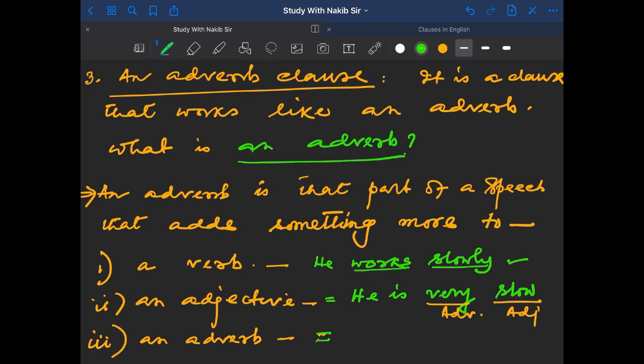He walks slowly. So write this. He walks slowly. The first sentence, first example, slowly. This is an adverb you have seen. And this is another adverb. He walks very slowly. Okay. So this is the definition of an adverb.